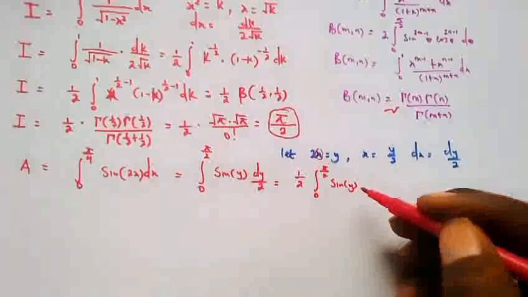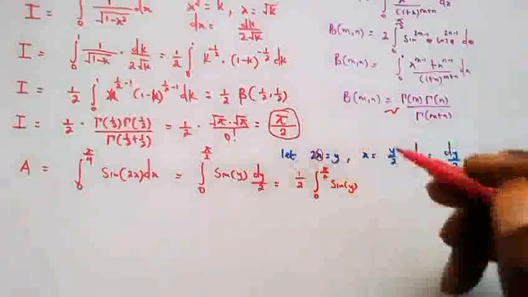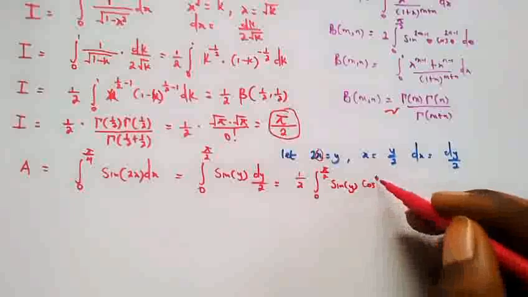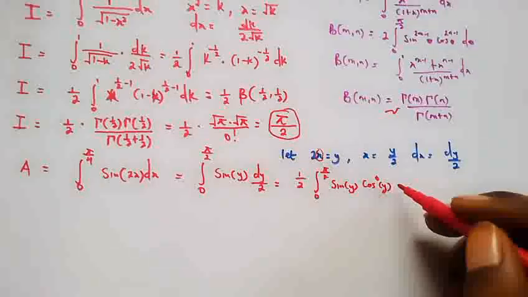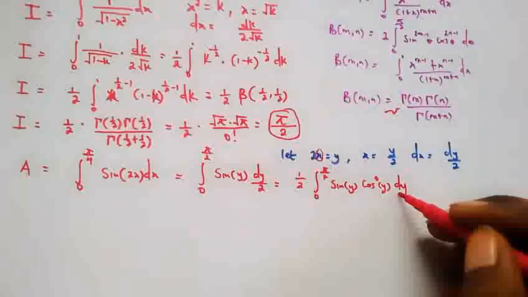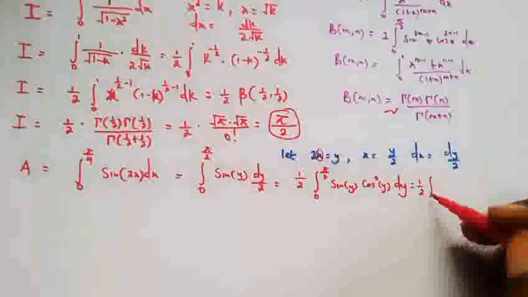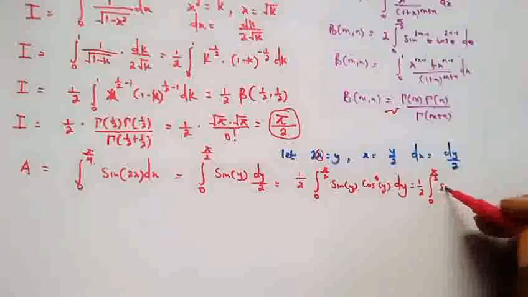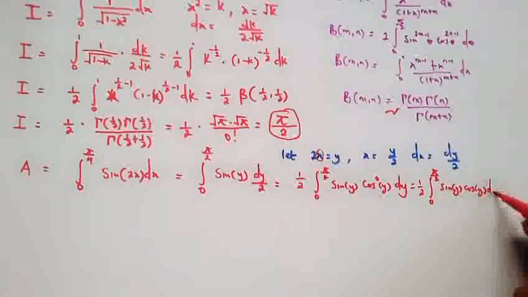y. Now remember that 1 can be written as cosine theta raised to the power 0. So here we have the cosine function of y raised to the power 0 dy. Now this is equal to 1 over 2 times the integral from 0 to pi over 2 of the sine function of y times the cosine function of y dy.